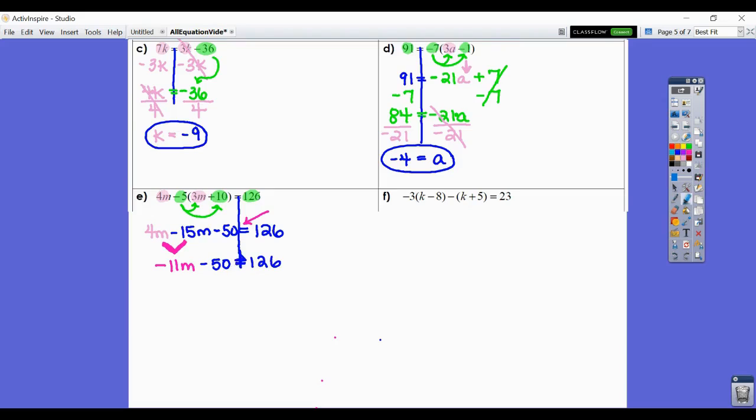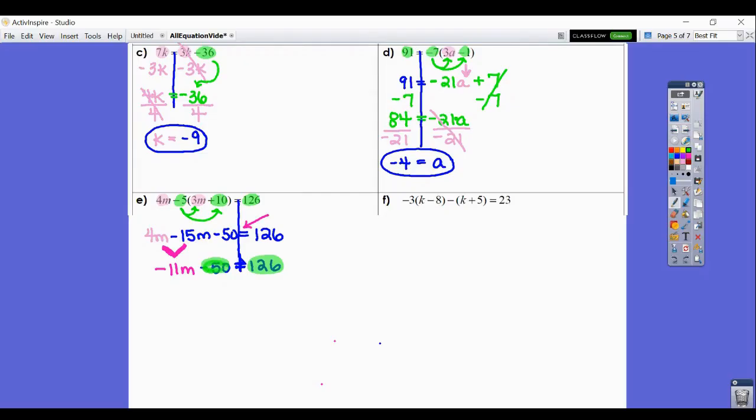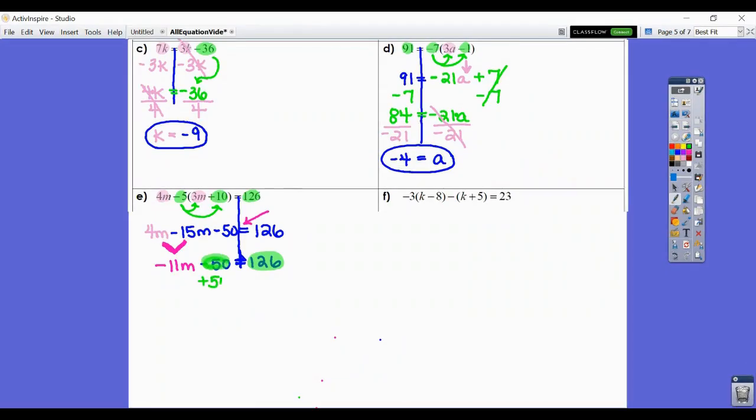From here, all my variables are combined, so I look to my numbers. I look to how can I combine negative 50 and 126 on the same side, specifically moving the number next to my variable away because our goal is to always get the variable by itself. So I have to move what's next to it. The 50, in order to move it to the right side, I'll have to add it to both sides here. Negative 50 plus 50 cancels out to be 0. I did that correctly, leaving me with negative 11m, getting me so close to getting m by itself. And then on the right side, I get 176.